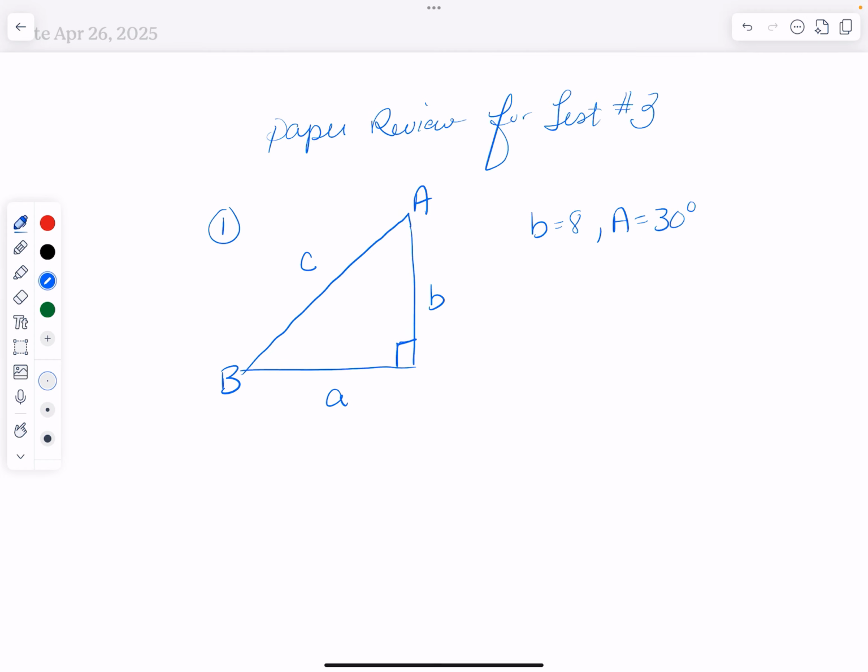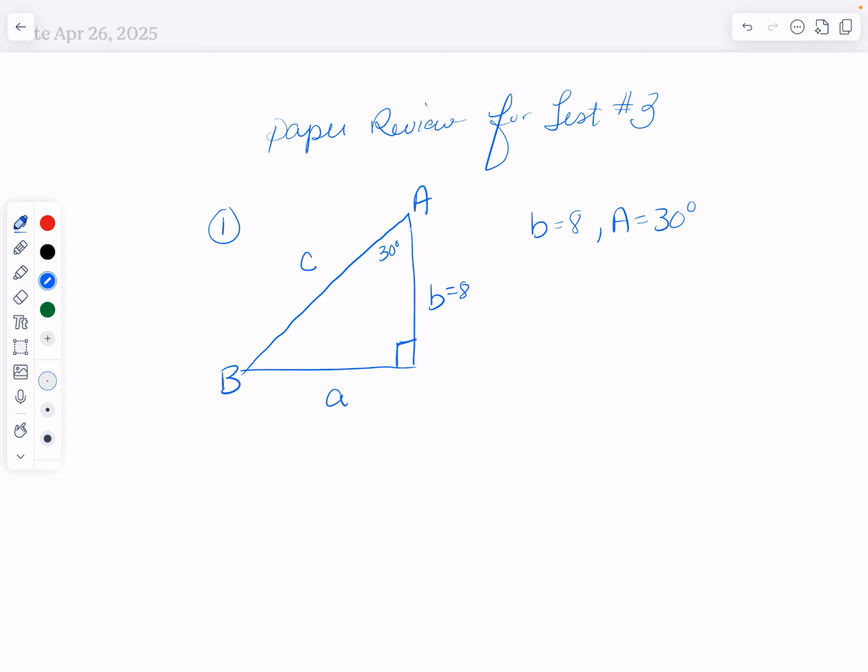This is a paper review for test number 3, and I'm starting with question 1. The directions say to solve the right triangle using the information given. So we have a right triangle, and we know that side B equals 8. So I'm going to go ahead and write that in. And angle A is 30 degrees. Now I have to find angle B, side C, and side A.